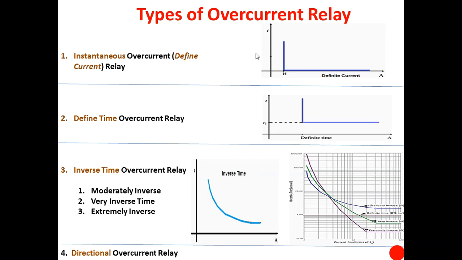Here we have the characteristics of the tripping time with respect to current for the instantaneous current, here for the defined current, and here for the inverse time. We have here the tripping time and current characteristics, and here we show the different characteristics for moderate, very inverse, and extremely inverse overcurrent relay. And also we will consider the directional overcurrent relay.